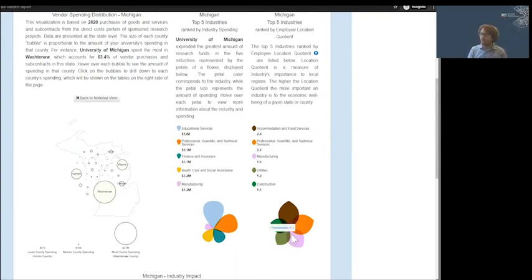For example, manufacturing is a major employer in Michigan because it has a location quotient of greater than 1. And manufacturing is also one of the top industries that U of M spent money in during the previous calendar year.